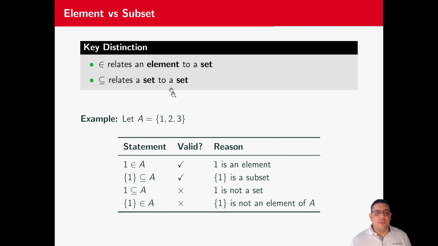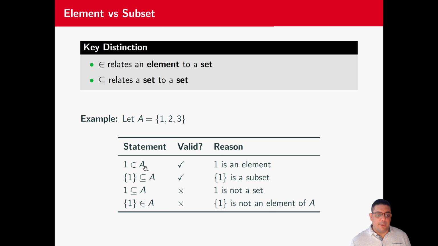Now, there's a key distinction that we need to make in symbology with sets. This is the belong symbol, and it relates to an element belonging to a set, and this is the contain symbol, which relates to a set belonging to a set. So this means it's a subset of a set. So let's check a couple of examples. Here we have A, the set of 1 to 3. And so let's see if these statements are true.